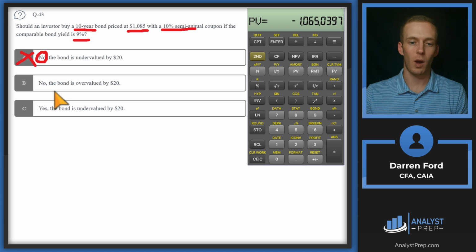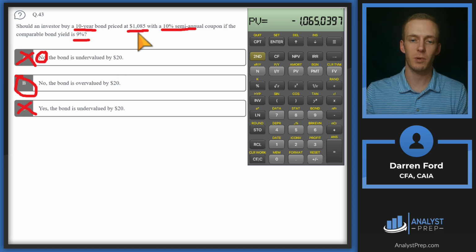So we're not going to want to buy this bond. Let's look at these answers. We've got no, we don't want to buy it. The bond is overvalued by $20. Sounds like it'll be our answer. Or C, yes, the bond is undervalued by $20. That's going to be wrong. We have a value lower than the price, so we think that the bond is overvalued.